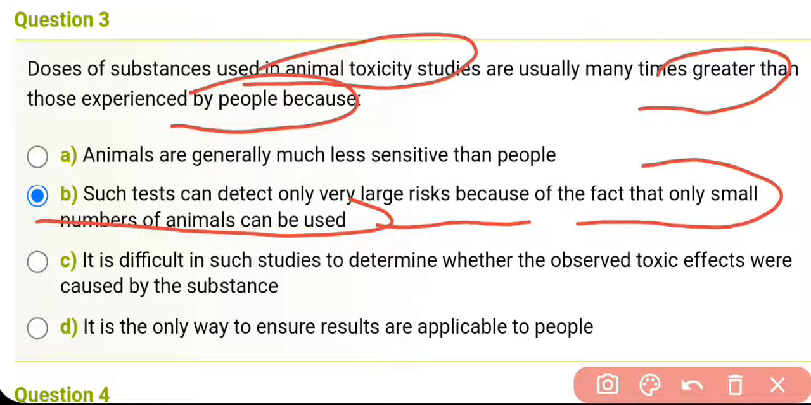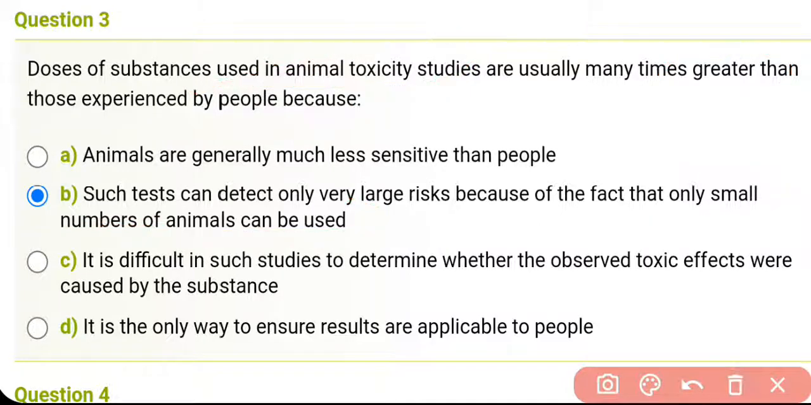So the doses of substances used in animal toxicity studies are usually many times greater, because we have very low numbers of animals per study. That's why we have larger doses. That is the reason we need larger doses when we are going for animal toxicity studies.